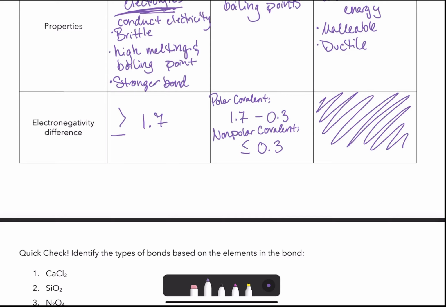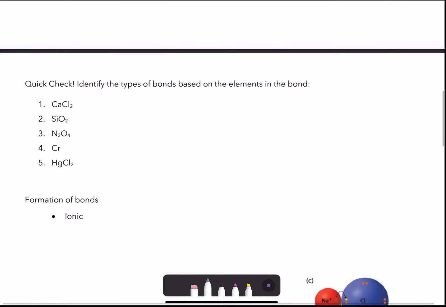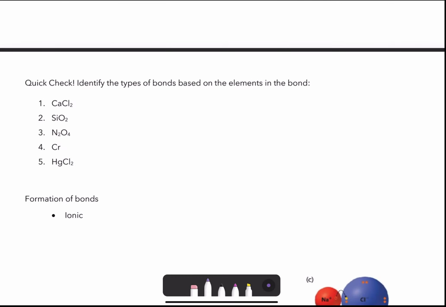Up first, let's practice just identifying the type of bond based upon the element inside that bond. And then in a little bit, we're going to talk about the formation and then look at those electronegativity differences as well. So let's classify these 5 different compounds. Let's do the first one together.